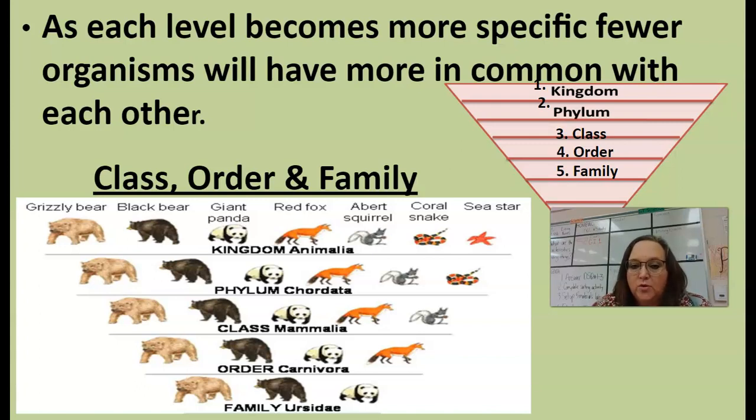The next one is order. So this is the order Carnivora. So those are carnivores. So we've got the grizzly bear, the black bear, the giant panda, and the red fox. All of those are carnivores. And then when we get down to family, it's family Ursidae. That's bears. So we've got the grizzly bear, the black bear, and the giant panda. All those are bears, so they're still in the same family.